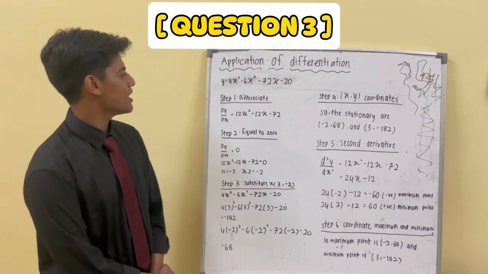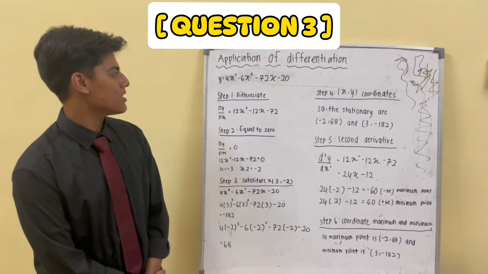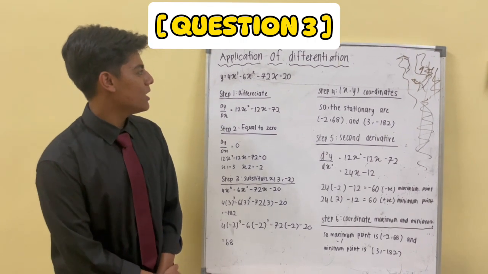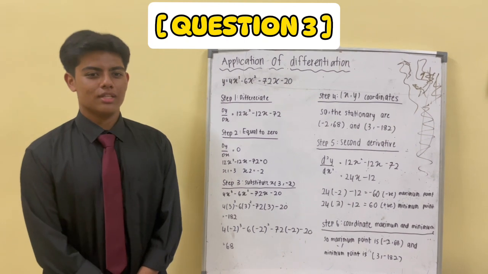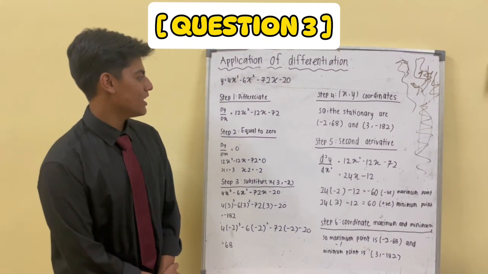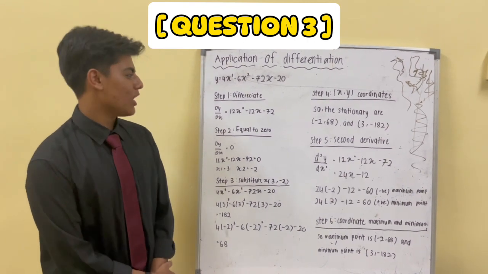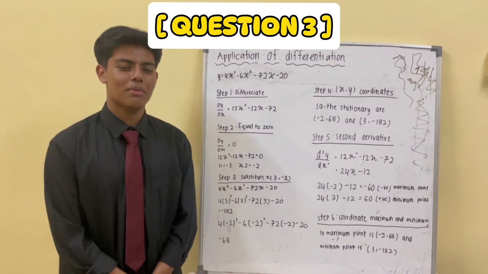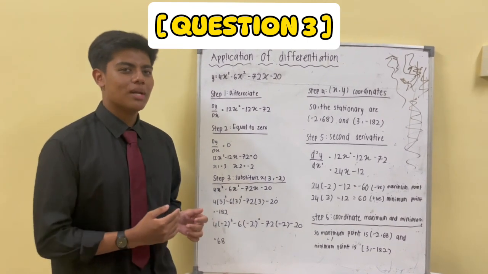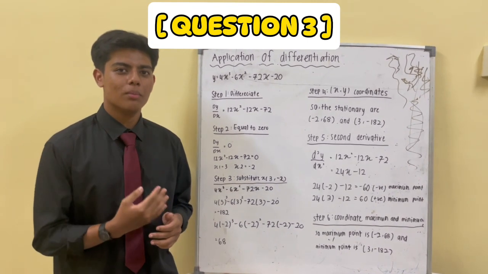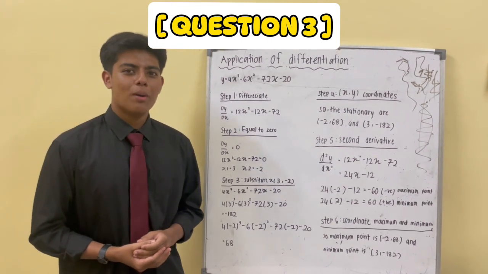So the question given is y equals 4x^3 minus 6x^2 minus 72x minus 20. So the first step is we have to differentiate by using dy over dx. How to use the differentiate method: the power of x, we have to bring in front of the number and multiply it, and the power of x we have to minus 1.